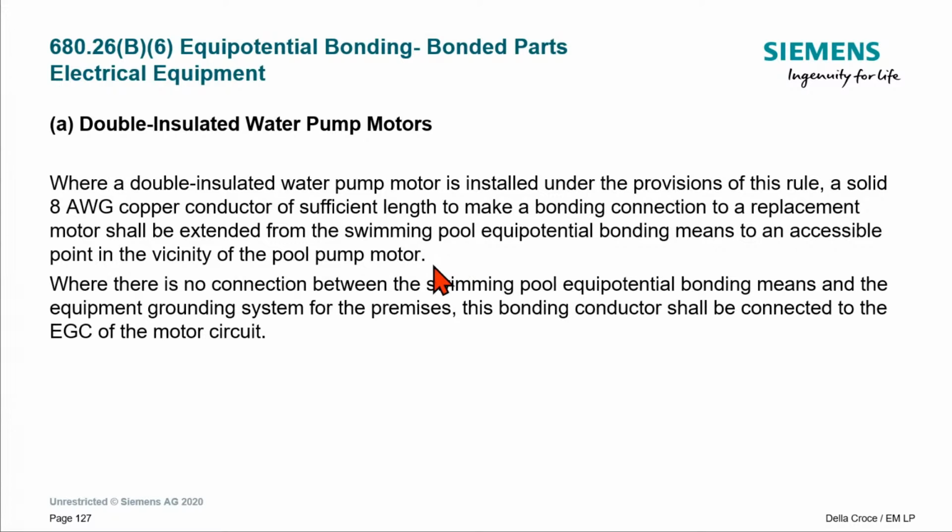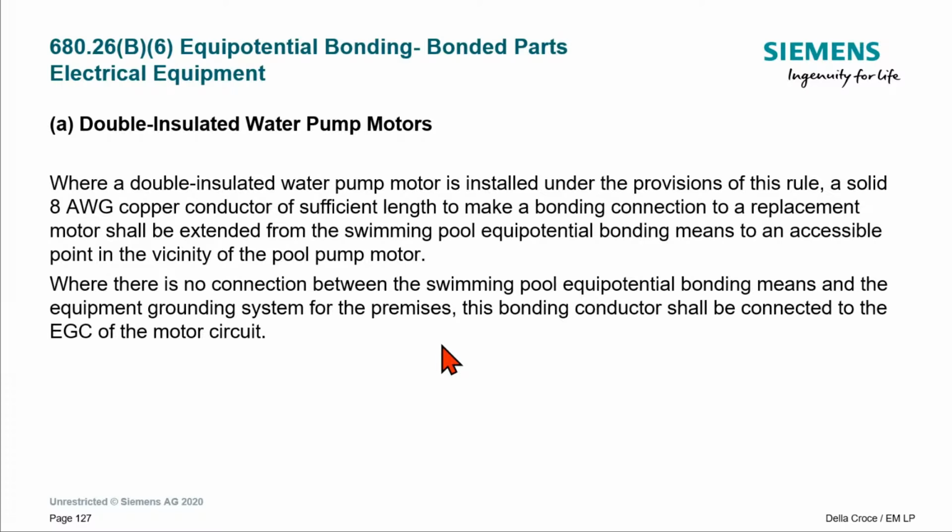So folks, we just have to run the 8 gauge over there, leave a loop of some length that makes everybody happy. Just leave it sitting there waiting. Now we know that it has to be pretty close because the next step will say where no connection between the swimming pool equipotential bonding means and the equipment grounding system for the premise, then this bonding conductor shall be connected to the EGC of the motor circuit. Okay. I think the key element here is it says where there is no connection between the swimming pool equipotential bonding means and the equipment grounding system.